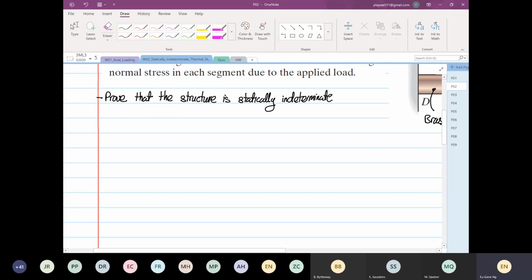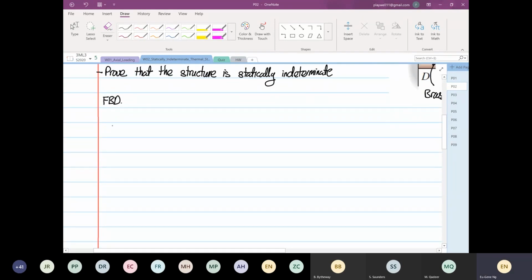So we construct the free body diagram. Okay, so on this free body diagram, we have X and we have Y, and over here is our rotation about Z. Okay, so we start with that first.